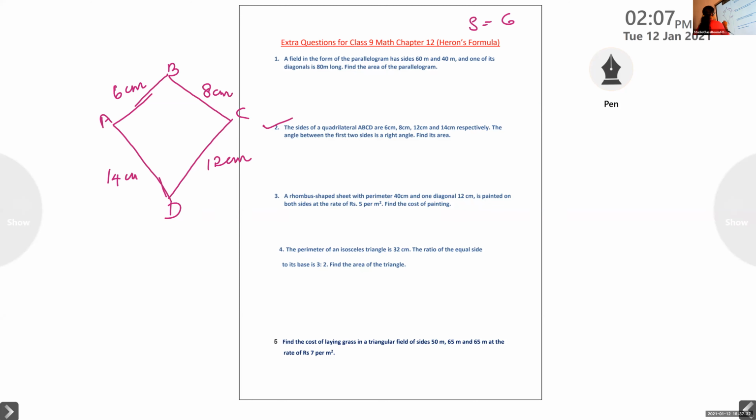There is a clue in this question that the sides of a quadrilateral are this much. The angle between the first two sides, that means 6 and 8, angle between 6 and 8, is a right angle. So what type of a triangle it is, children? Triangle ABC is a right angled triangle.